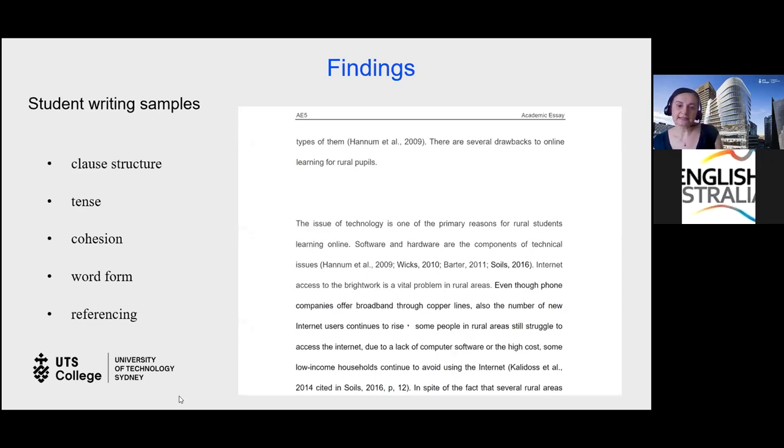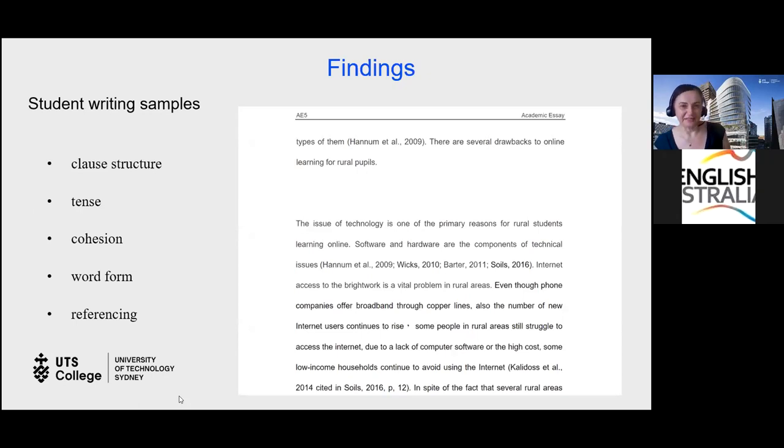The student writing samples prior to the intervention and at the end of the intervention showed an improvement. But to be honest with you, I cannot claim that this was due to the peer feedback sessions. I wouldn't know, except for the referencing, I know for sure.